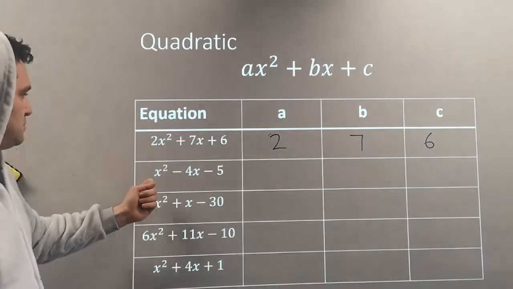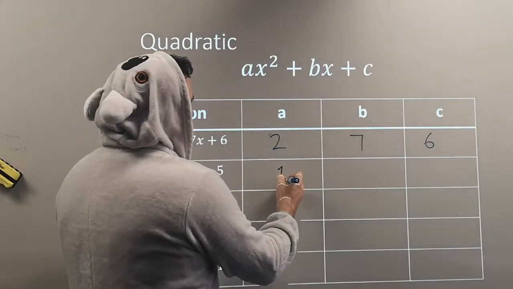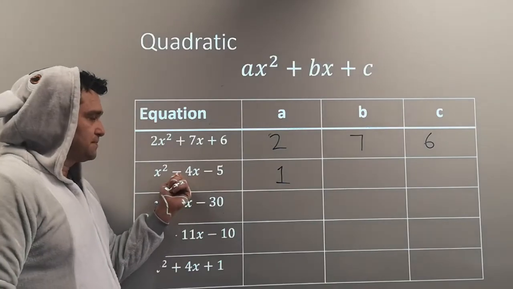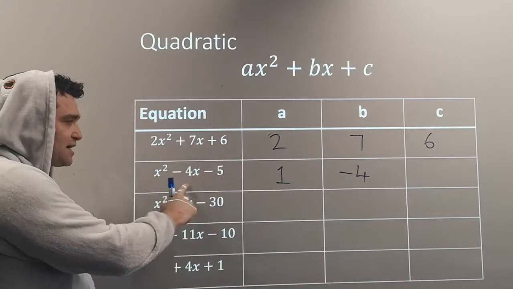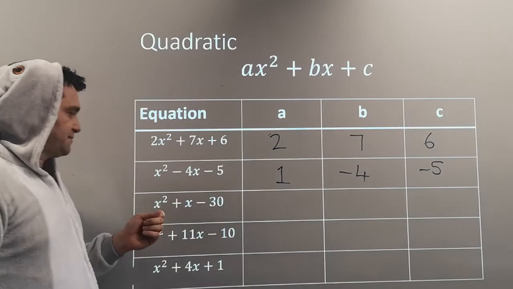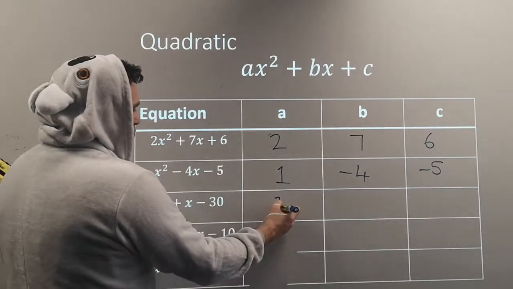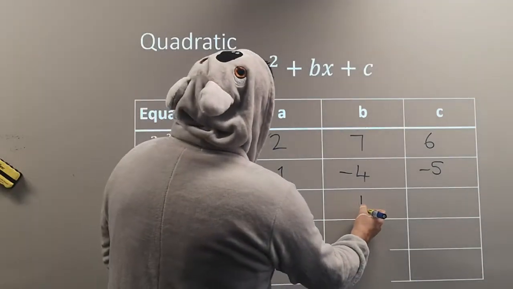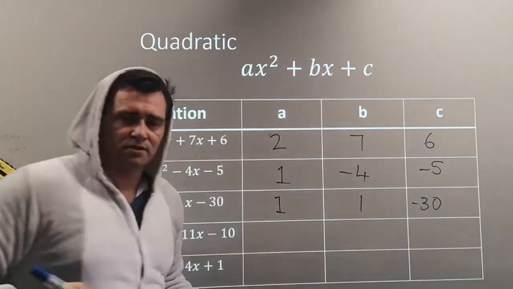In our next example, we have x squared, so we have one lot of x squared, so our a value is 1. Our b value is -4, and that's key. The minus is part of that coefficient. And finally our c, same deal, -5. In our next example, we've got x squared plus x, so once again we have one lot of x, so b is 1, and c is minus 30. Hopefully we get the idea.